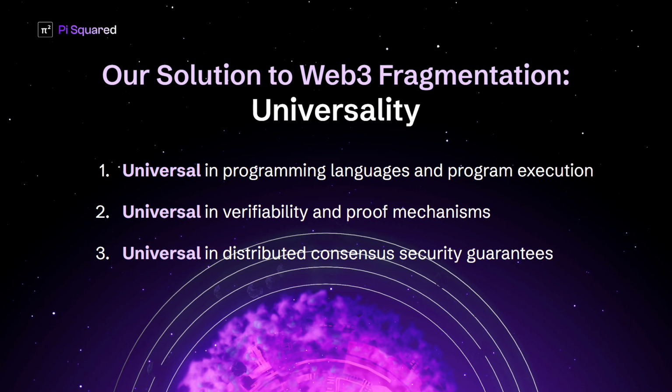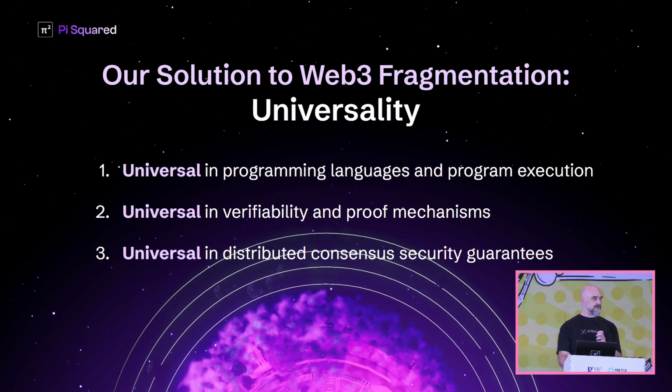Universality with respect to verifiability and proof mechanism. Verifiability should not be negotiable. Every execution should be provably verifiable. And we should also allow different proof mechanisms. We should not be stuck with just some of them.